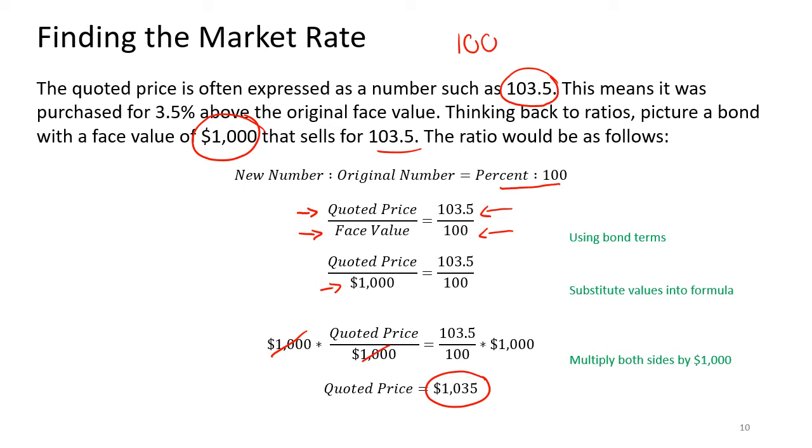So that's how you can consider finding the market rate. It'll often be given with a number such as this, such as 103.5. That would find your quoted price. So let's look at an example using what we just went over as review, ratios, and the 3 formulas that you saw in the previous slide.